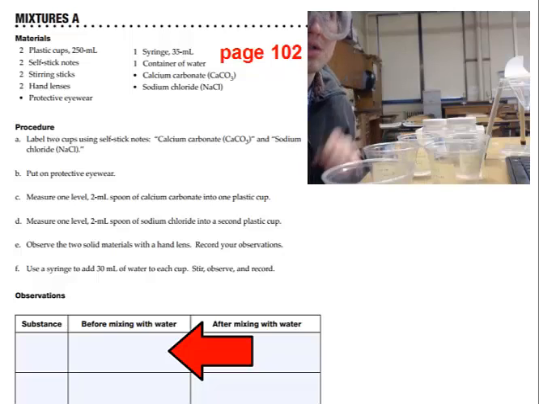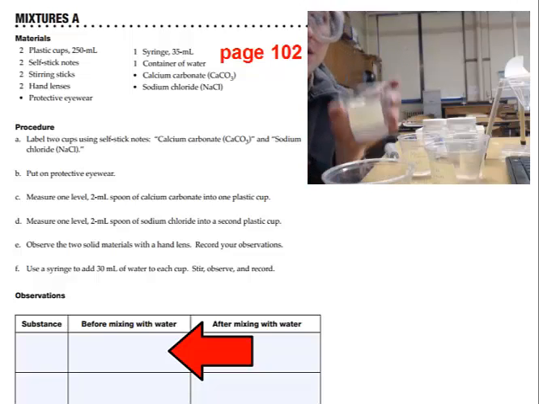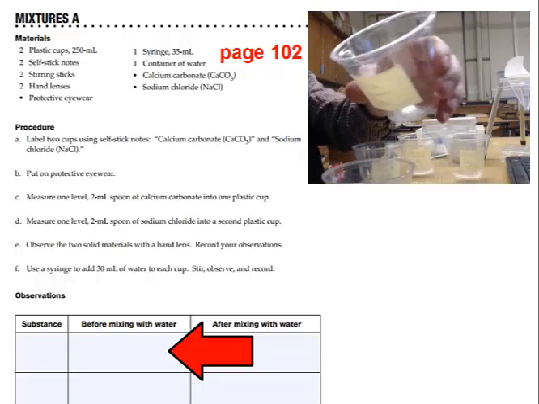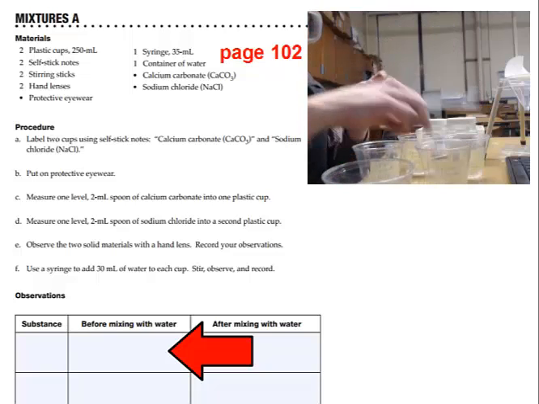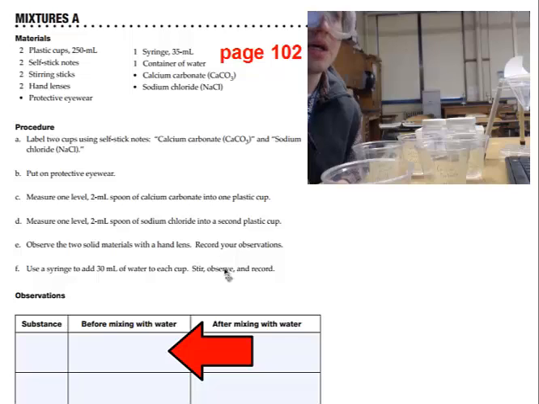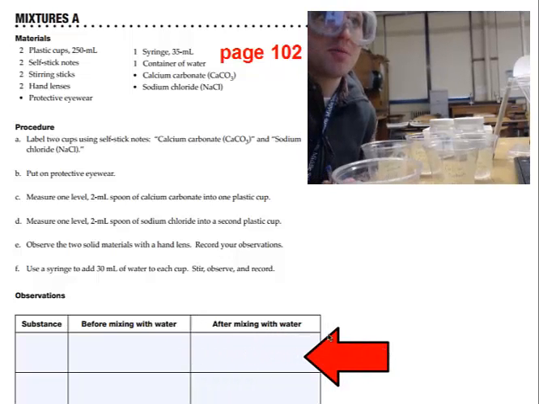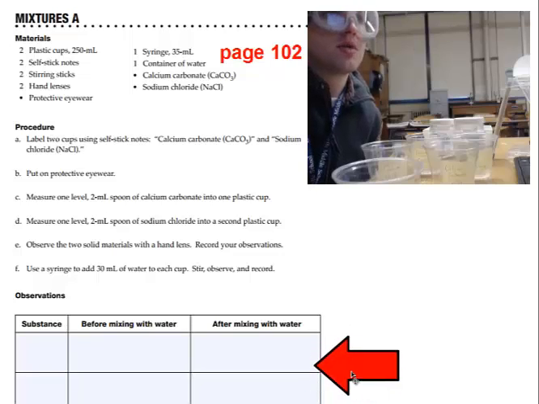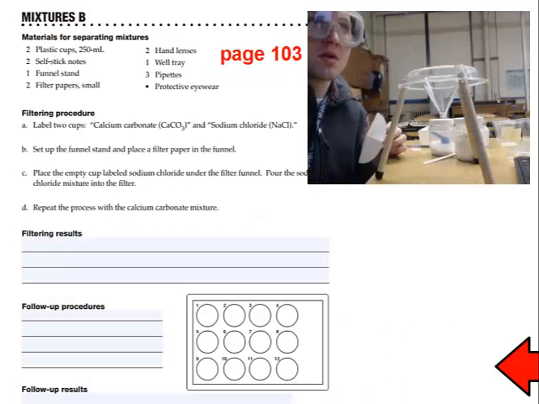Then you're going to find a stirring rod, which each of you should have in your lab group. I'm using a pen, but you can take your stirring rod and stir the water and each substance in each cup. Then you will make observations after mixing them with water. I'm pointing in with my red arrow where you'll write your observations for that.